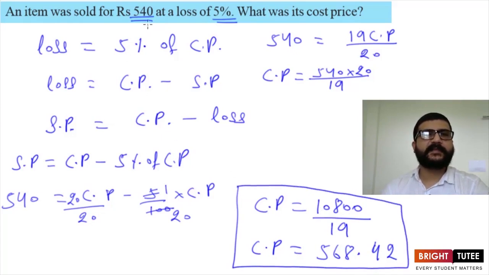So here we have seen if SP is given and loss percent is given, how to find cost price or how to find CP. We have used the formula of loss percent, or we have seen that loss is always over CP. So loss is equal to 5% of CP, and from there we have simplified it and we got CP as 10,800 divided by 19. So in this session we have discussed about cost price, selling price, profit, loss and profit percent and loss percent.